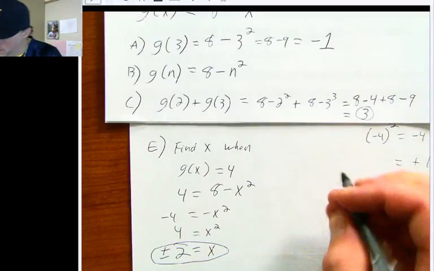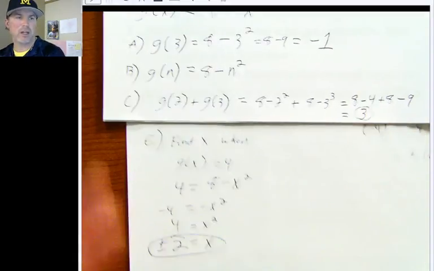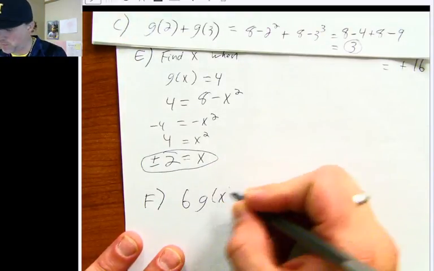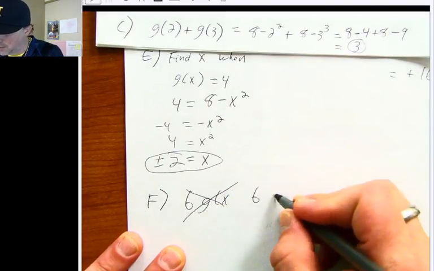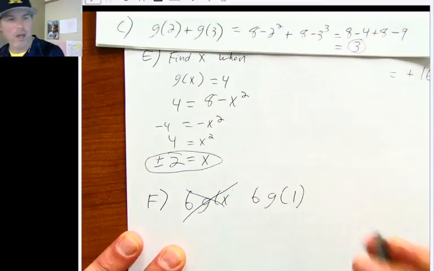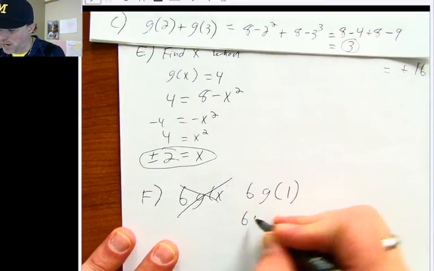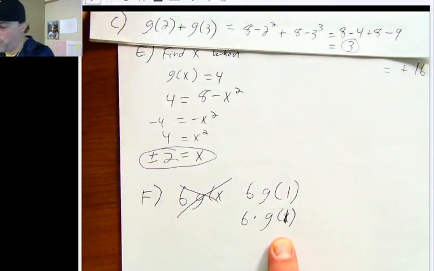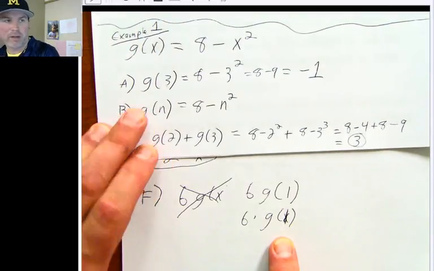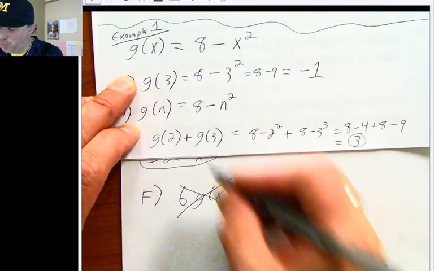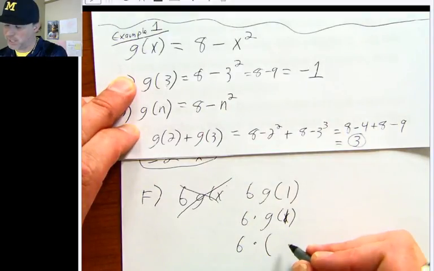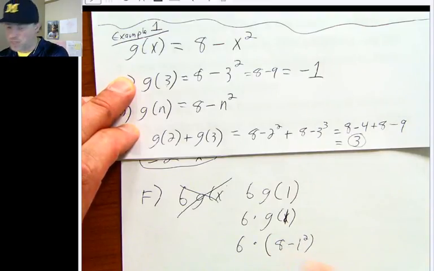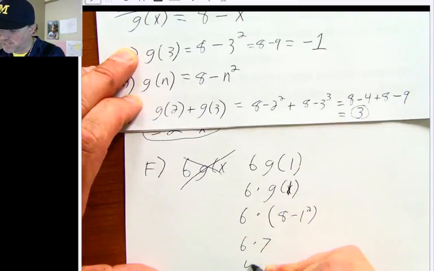And last part of this first one, part F. Let's say that I had 6g of 1. I said 6g of 1, okay? So in that one, this is telling you 6 times g of 1. So we're going to do g of 1. Let me bring down this equation one more time. Here's my equation. So I have 6 times g of 1. Use parentheses, because everything in g is happening together. 8 minus 1 squared. 8 minus 1 squared is 7, and 6 times 7 is 42.